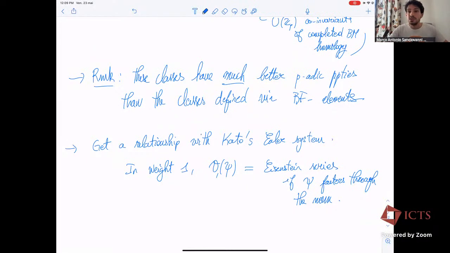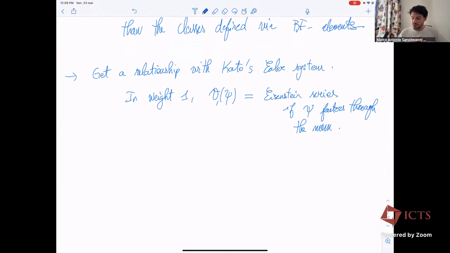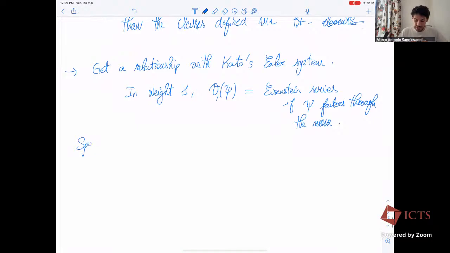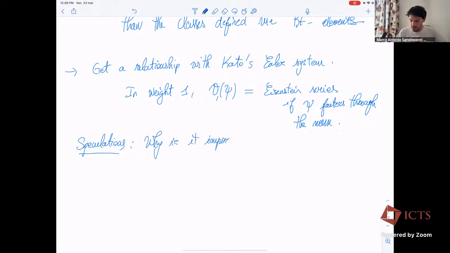Okay, so in the last, how much time do I have? Yeah, 5 minutes. I will just give some speculations. So why is it important to go beyond the GL2 case? Sorry, beyond Eisenstein series and also beyond the GL2 case.